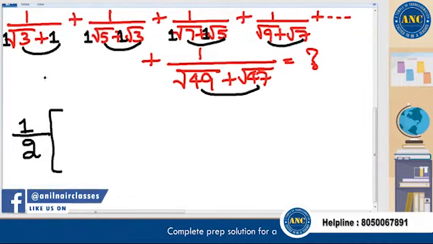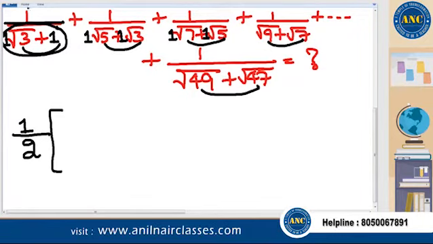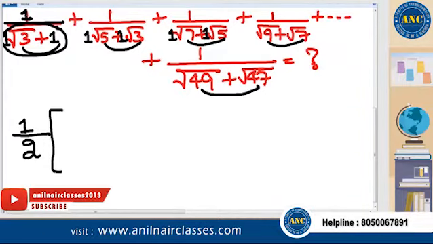Now the denominator is already written. For the numerator part, if it is root 3 plus 1, the numerator will be root 3 minus 1 multiplied with whatever is there in the numerator. Already 1 is there in the numerator.